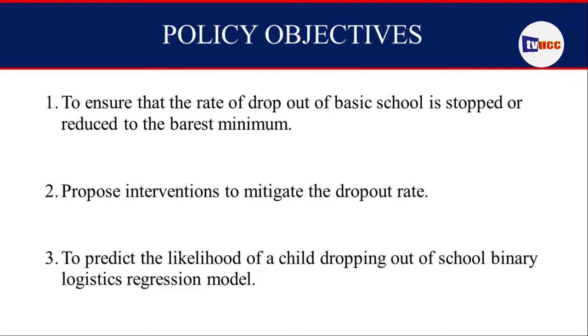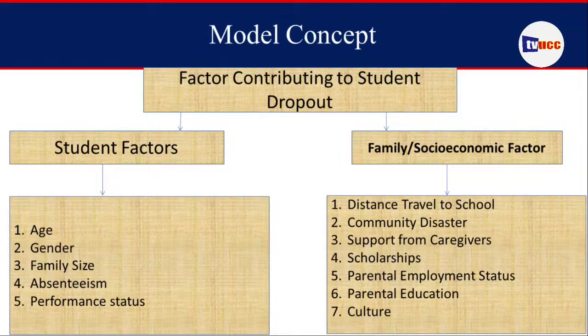So the policy objective is to ensure that the rate of dropout is prevented or reduced to the barest minimum. We also propose interventions to mitigate the dropout, such as building infrastructure, proper teacher training, logistics and other things. And also to predict the likelihood of a child dropping out of school using the binary logistic regression model. That is the solution we are providing to prevent child dropout. So my friend will continue.